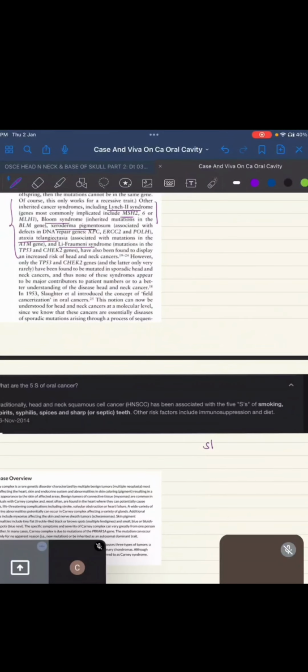So in case you get a patient like this, who is not a smoker, not an alcoholic, be ready to give this answer. This will be asked of you. What do you think? Why did she happen to get this disease? So be ready with this type of thing. What other S are associated with this? Apart from this, they are smoking, spirit, syphilis, spices, sharp or septic teeth.